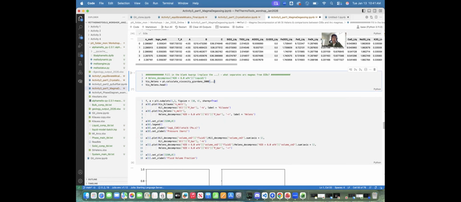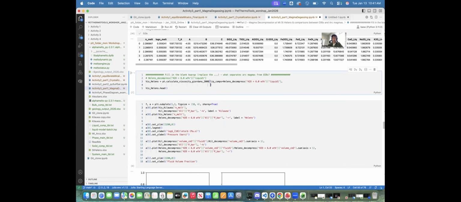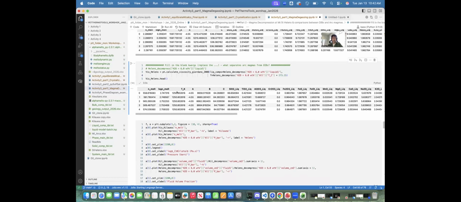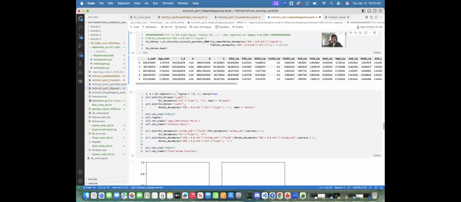So the liquid compositions, Helens decompress, I'm going to use the 6 weight percent one for liquid. And then for temperature, Helens decompress, make sure you use the same calculation, otherwise you'll get a mismatch in the length. Specify all data frame, temperature plus 273.5. There you go. And so you should now get viscosity popping out.